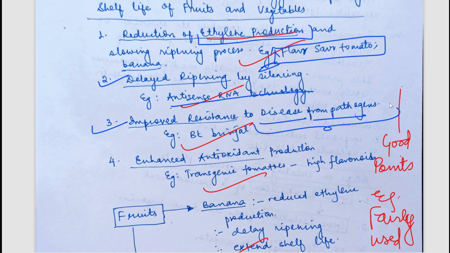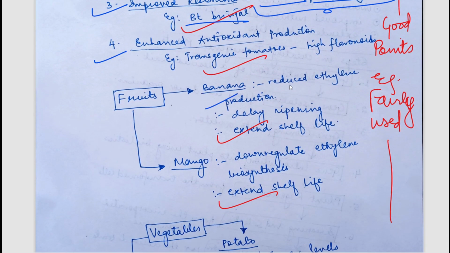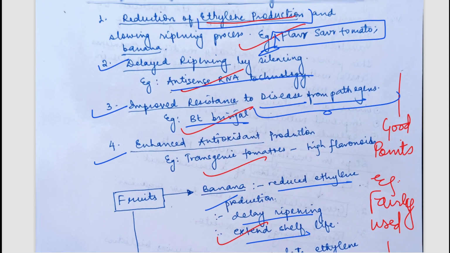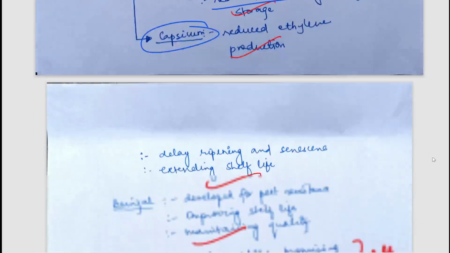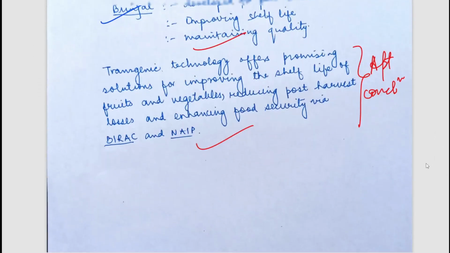Improved resistance can be developed through resistance to disease pathogens, because many times these diseases and pathogens lead to shorter shelf lives. For example, Bt brinjal has been mentioned; enhanced antioxidant production can also help. In fruits, the examples of banana have been mentioned: reduced ethylene, delayed ripening, extended shelf life. Mango has been mentioned. Examples of vegetables have been mentioned, such as how to increase the shelf life of potato, by reducing sugar levels and reducing browning during storage. Capsicum has also been mentioned. So a very well written answer. Again, the example of brinjal has also been mentioned and well concluded.